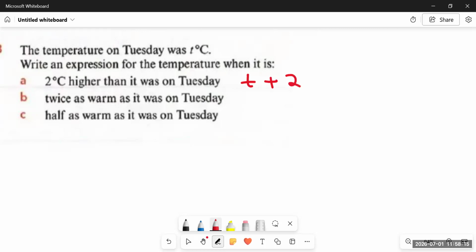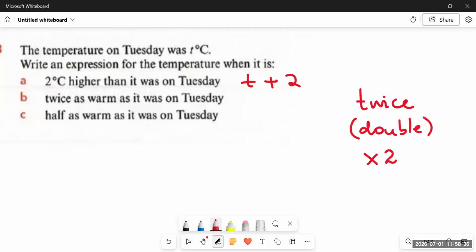And then it says twice. Twice means double, and double means multiply by 2. And I told you that when we multiply a variable by a number, what happens? It gets attached to it as a coefficient.